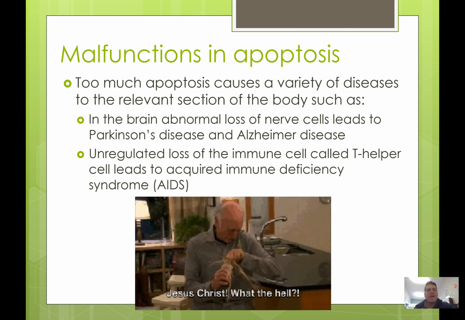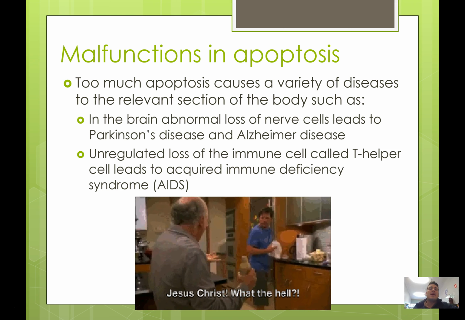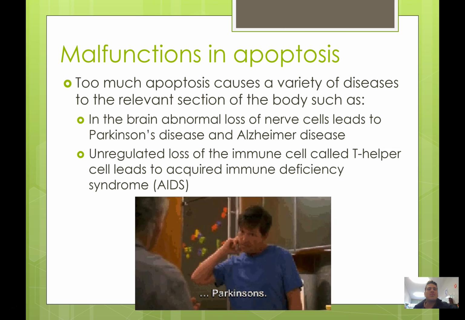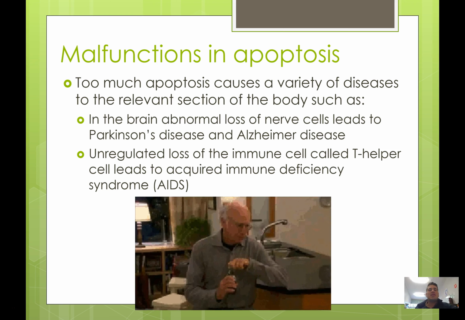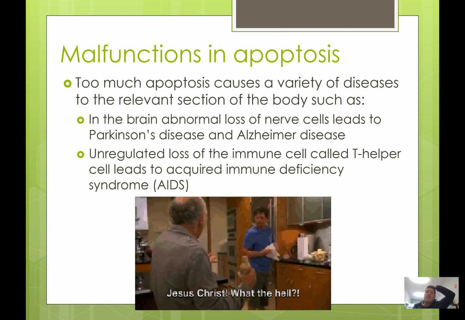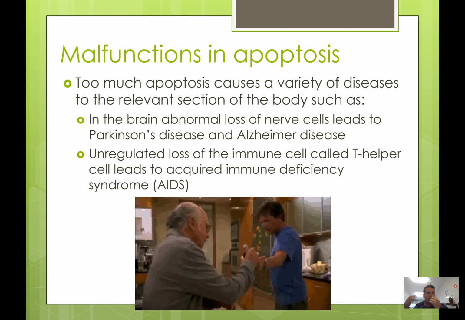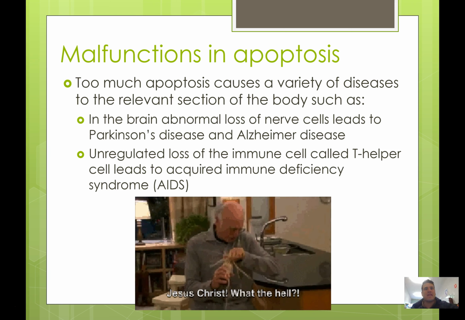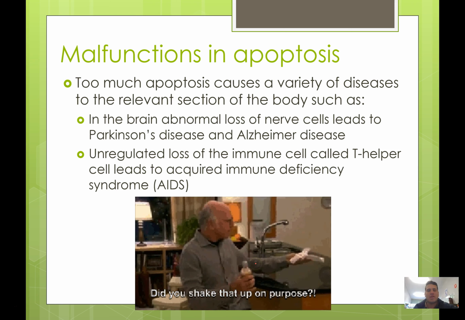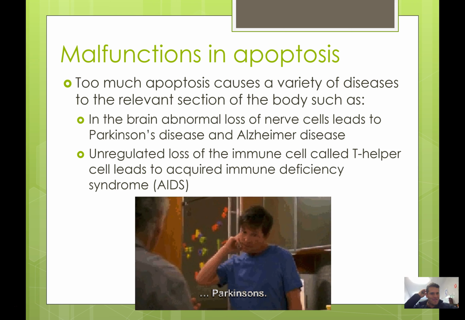So let's talk about what happens when apoptosis goes wrong. Too much apoptosis actually causes a variety of diseases in the relevant section of the body, such as if we have too much apoptosis in the brain, we get what's called Parkinson's disease, which is the shaking disease, and Alzheimer's disease, which is obviously a disease where you forget a lot of things. A famous actor who has Parkinson's disease is Michael J. Fox, which is what this little GIF is about.